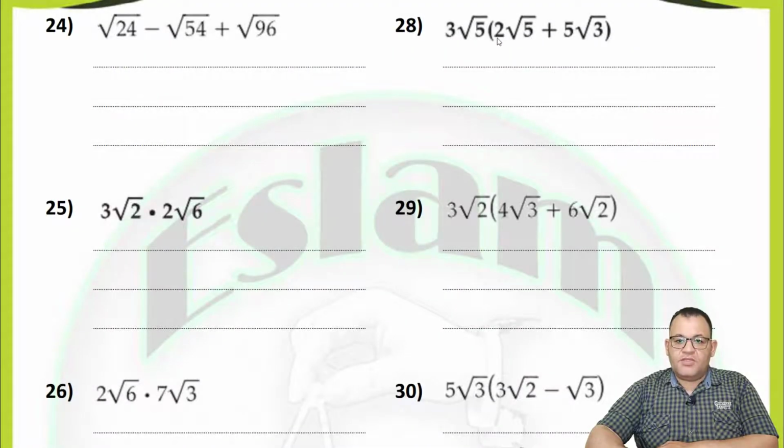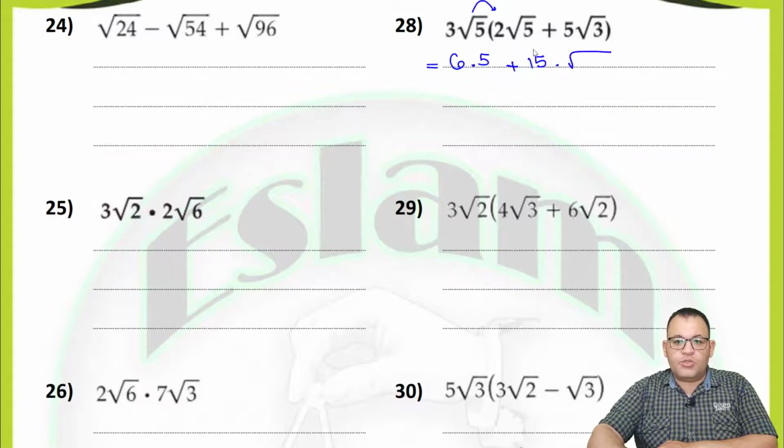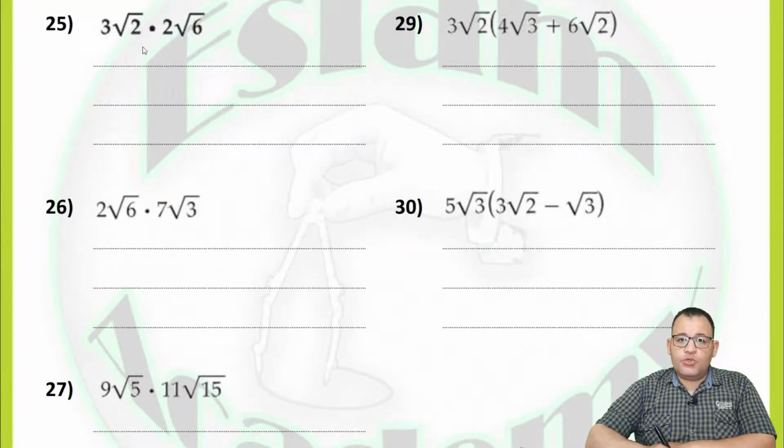3 root 5 times 2 root 5 plus 5 root 3. At the first, by using the distributive property: 3 times 2 equals 6, times root 5 times root 5 equals 5. Plus 3 times 5 equals 15, times root 5 times root 3. If you have root times root, just write root. And 5 times 3 equals 15. So the answer now in the simplest form: 6 times 5 equals 30, plus 15 root 15.